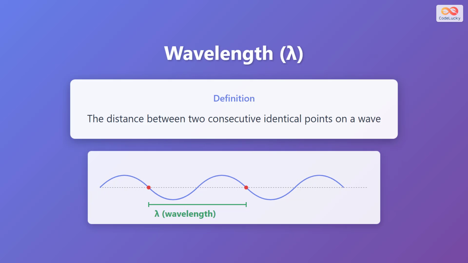The second key property is wavelength, represented by the Greek letter lambda. Wavelength is the distance between two consecutive identical points on a wave. For example, you can measure the distance from one crest to the next crest, or from one trough to the next trough. This distance remains constant as the wave travels through a uniform medium. Wavelength is measured in meters and varies greatly depending on the type of wave. Radio waves can have wavelengths of several meters, while visible light has wavelengths measured in nanometers.